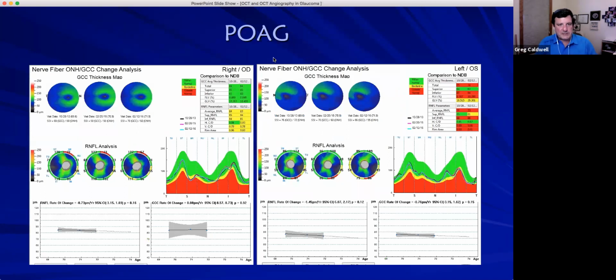So then there's progression analysis, and I put these in here to kind of just show what these gray bars are. These are the confidence intervals. And it's usually a little bit easier to get a little bit tighter with the ganglion cell complex.